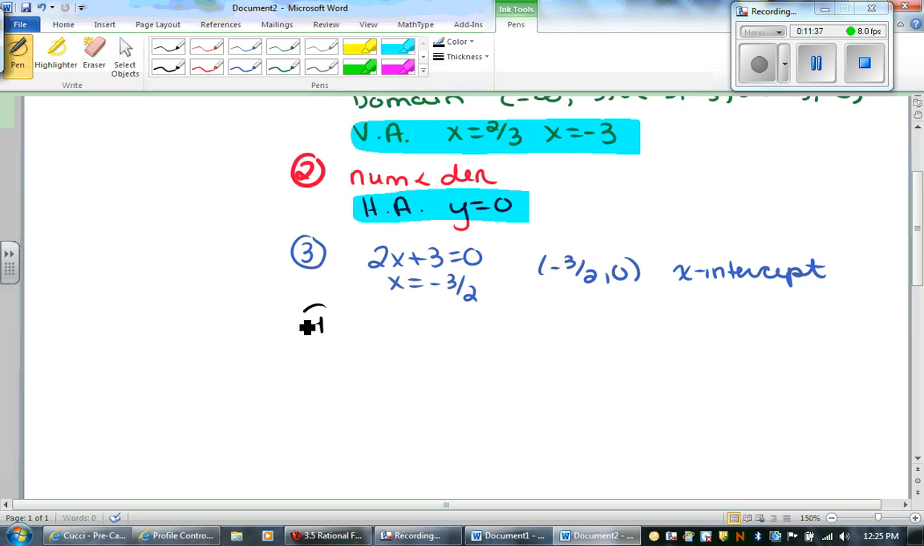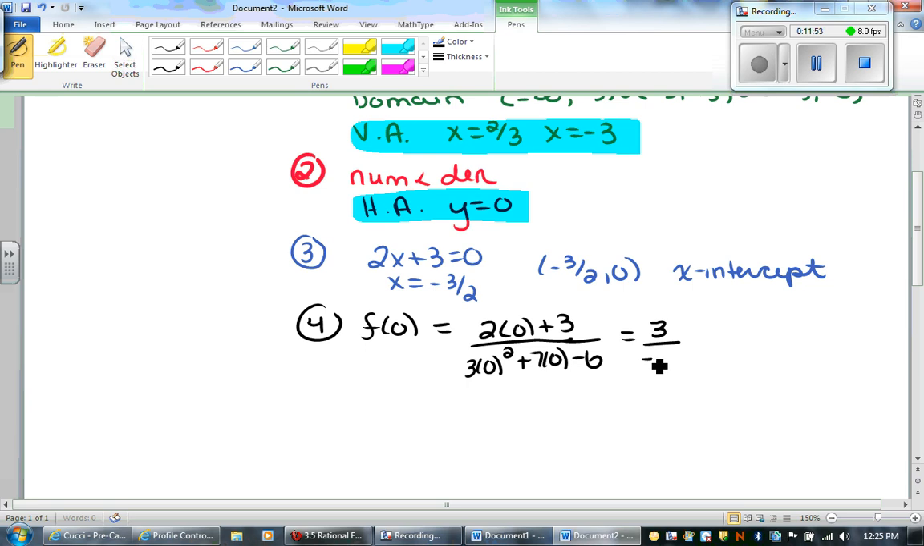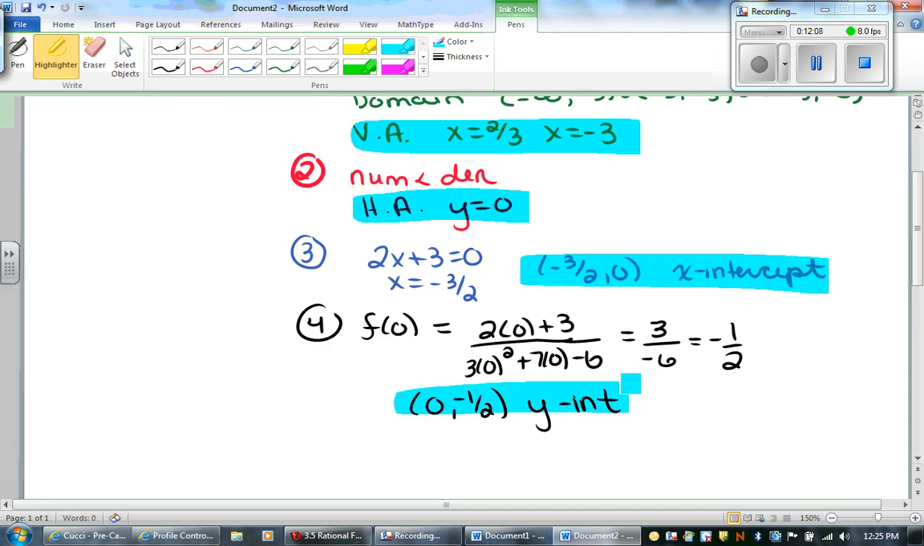Step 4, we find f of 0. We get 3 over -6, which is -1/2. So what that tells me is the point (0, -1/2) is the y-intercept. Okay, so I've got x-intercept, I have y-intercept, so we've got some good information. We've got vertical asymptote, we've got horizontal asymptote.